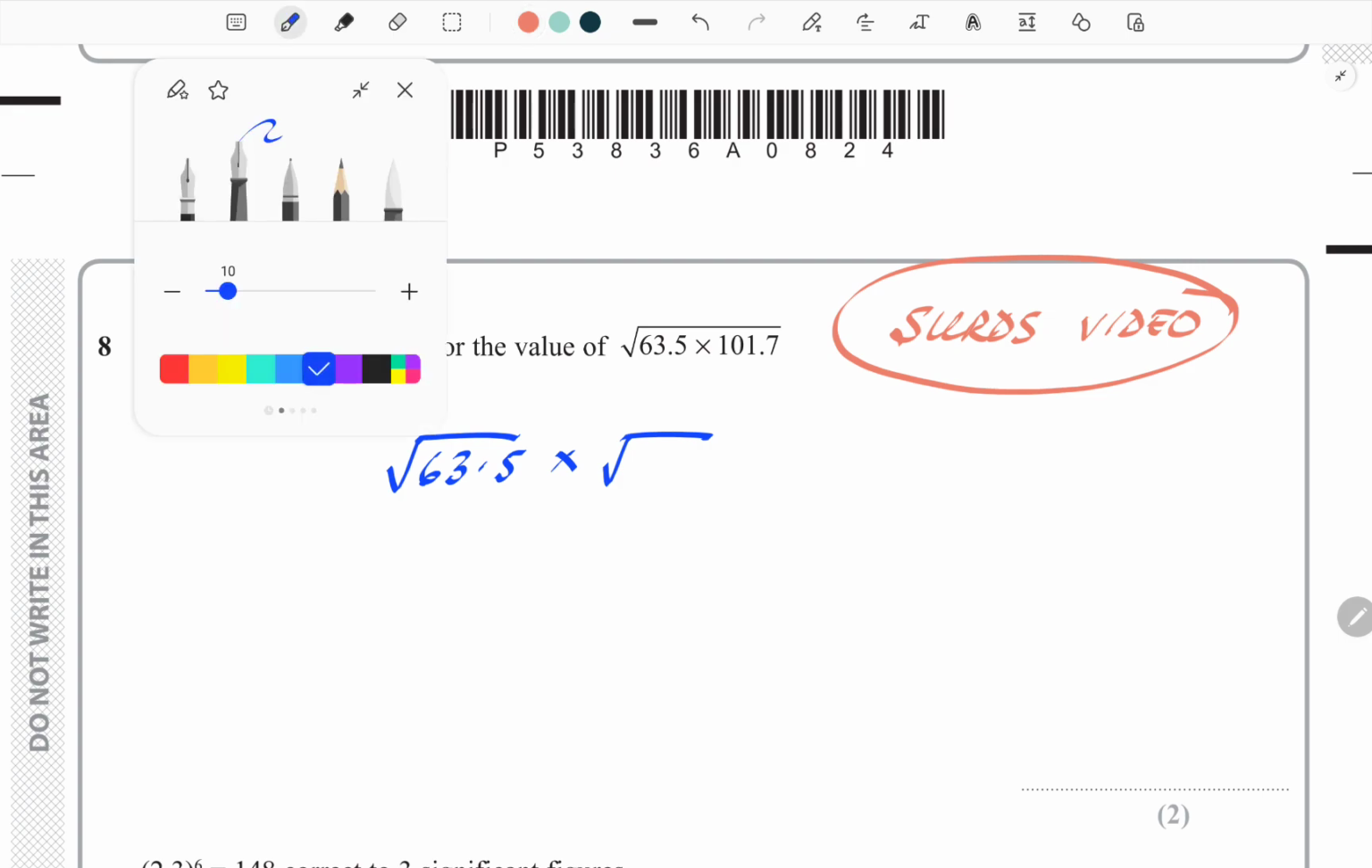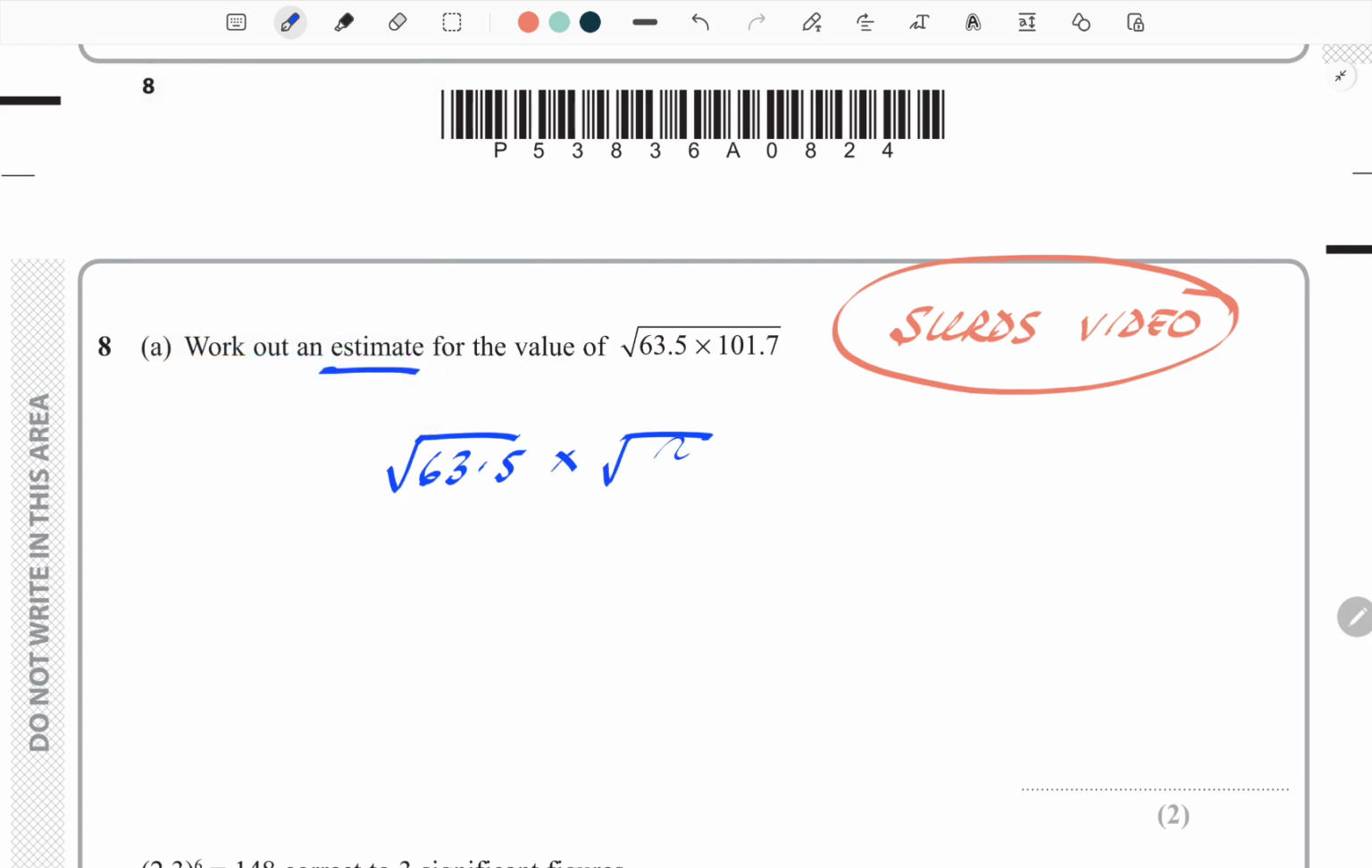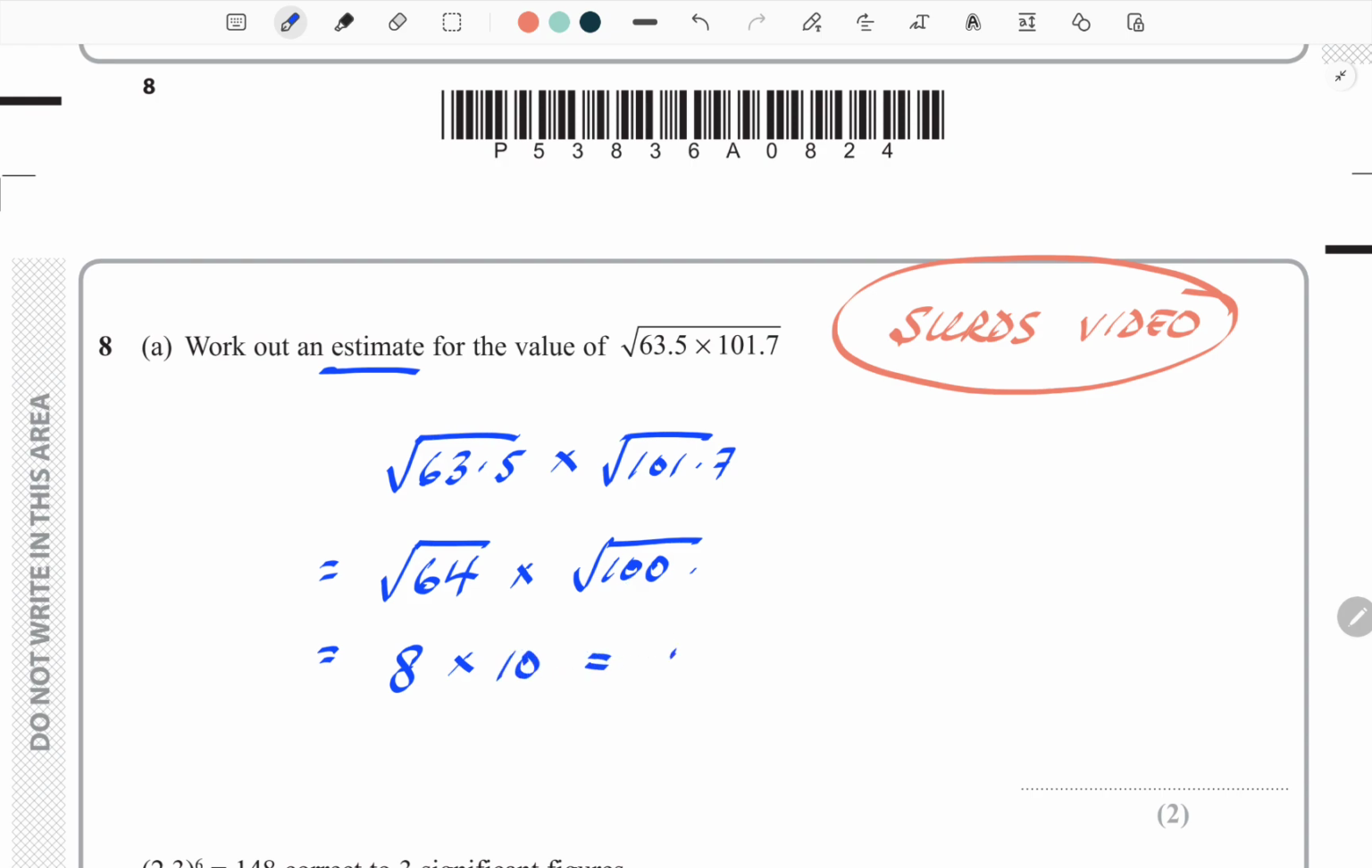All right, so 63.5 in this one, and that one's going to be 101.7. Let's start doing our estimating. So round these numbers. Easiest one for 63.5, let's round it to 64. And 101.7 can be rounded to 100. And they actually present us with very easy square roots. So square root of 64, 8, times square root of 100, and that's 10. And so the answer is, as an estimate, 80.